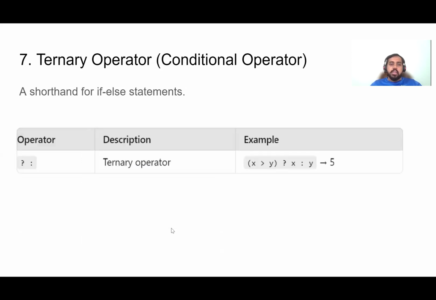Okay. Next is the ternary operator. This is also called a conditional operator. Why? Because it's a shorthand for the if-else statement. What is if-else? In our next video, we'll talk about that when we come to control flow statements. This conditional operator is followed by a question mark and this symbol. So if there is x greater than y, you provide x, or else you provide y. This is just like an if and else.